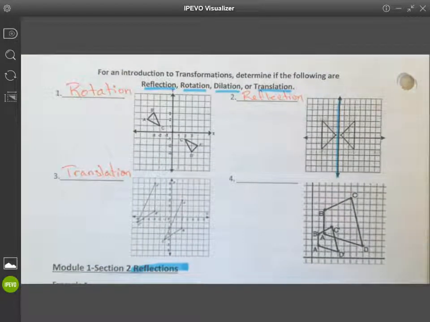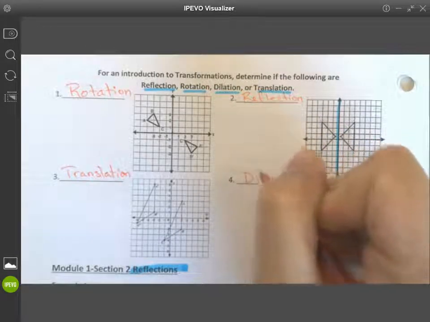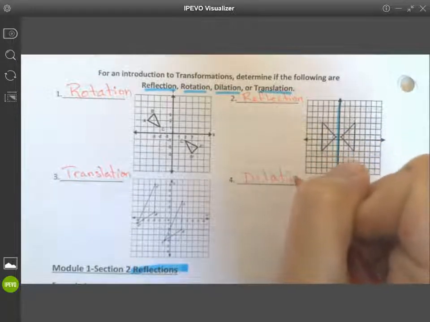Is the pre-image the bigger one or the smaller one? It's the bigger one because, see, it's just A, B, C, D. There's no primes. And then it shrunk. See the A prime, B prime, C prime, D prime. All right, which one is this? That's dilation. All right, perfect.